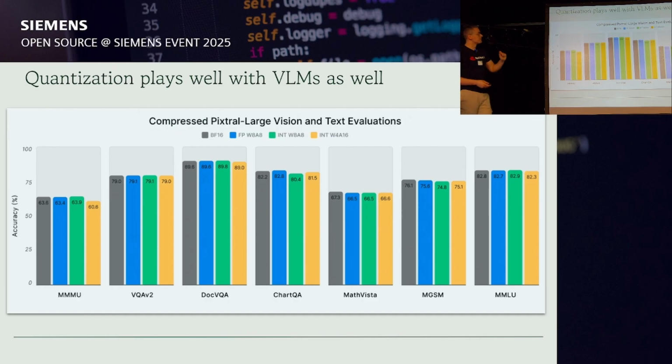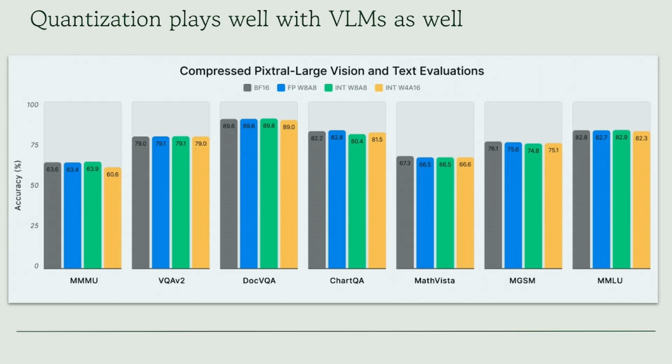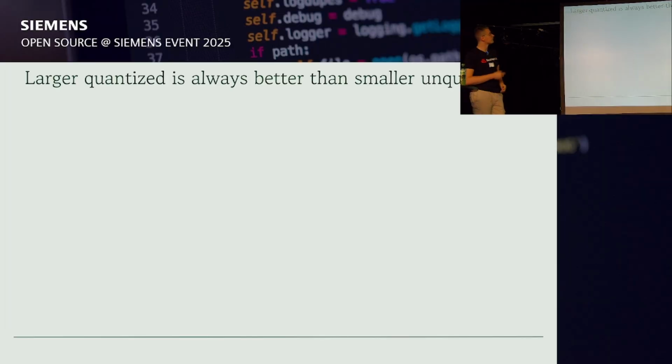In addition to LLMs, the entire story fits well with the visual language models. This is just an example of the Pixtral Large model. Again, the same quantization scheme, just a different set of evaluations, which now cover the vision inputs in addition to the textual inputs, and the story is more or less the same, to avoid repeating myself.